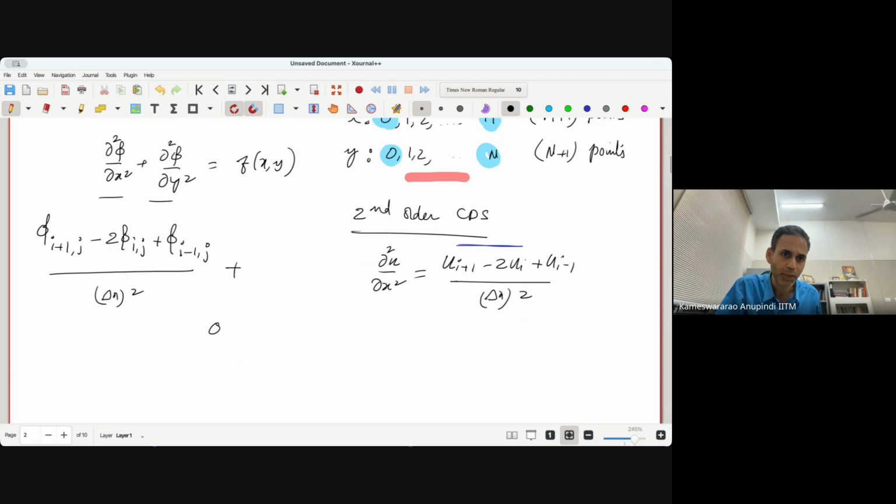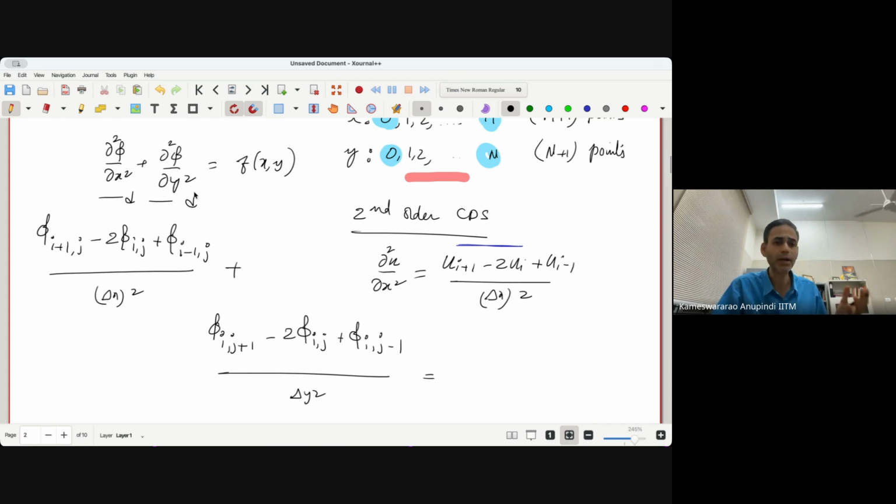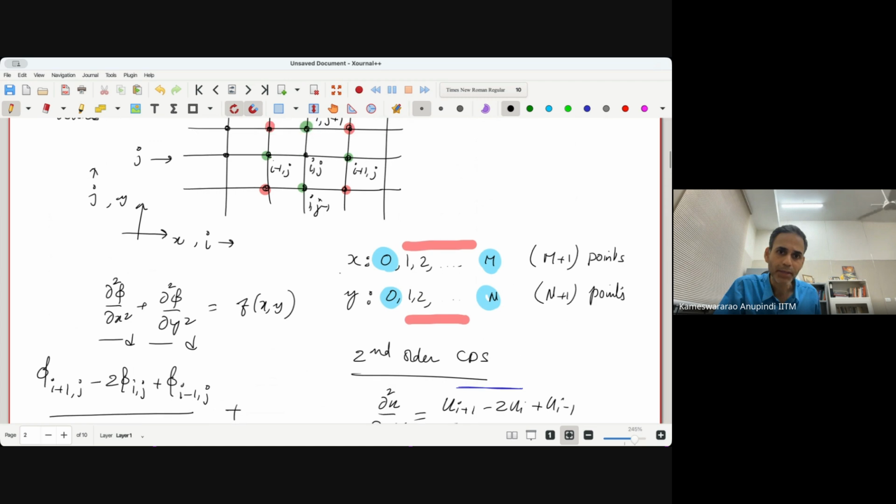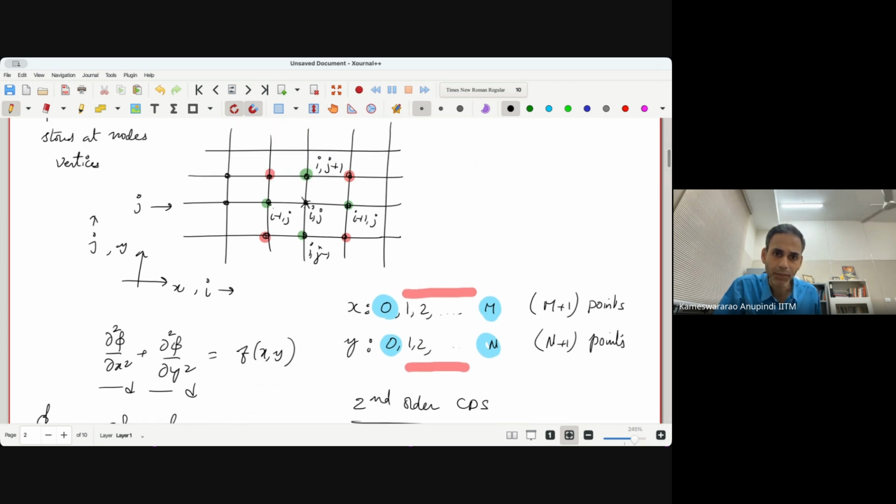And then plus we have the second derivative with respect to y, that is going to be phi i,j+1 minus 2 times phi i,j plus phi i,j-1, divided by delta y square, equals. Each of these is an approximation for the second derivative of phi with respect to x and with respect to y. And on the right hand side, we have f of x,y, that is going to be f of i,j. That means I am discretizing this entire thing for the grid point at i,j.